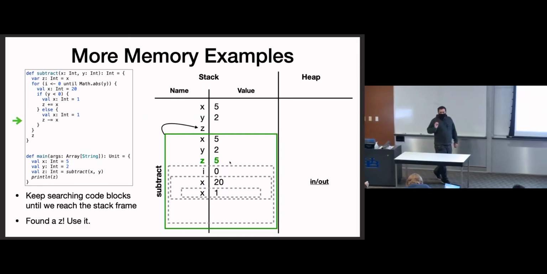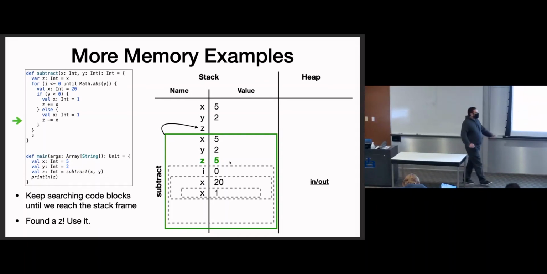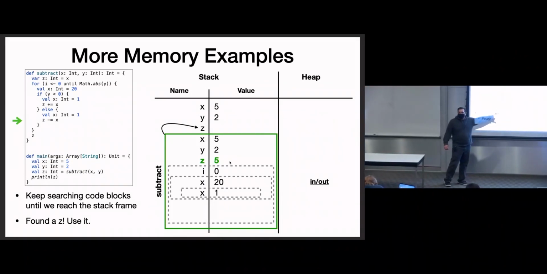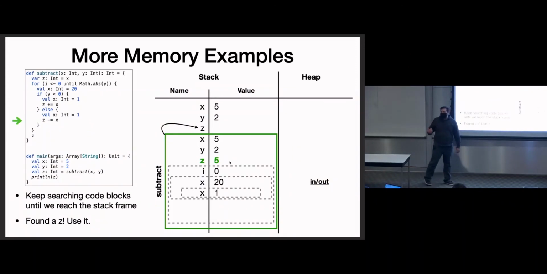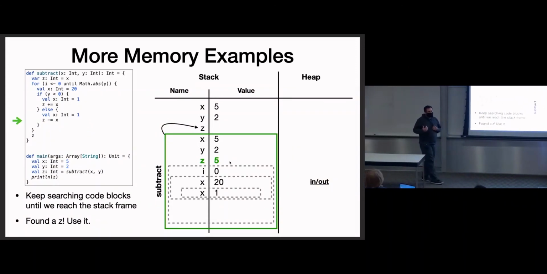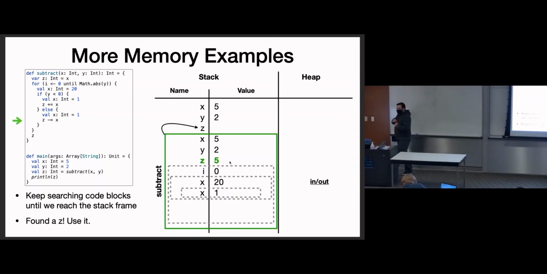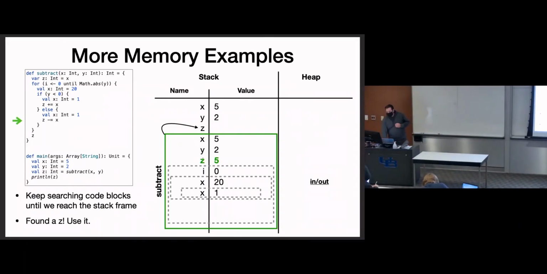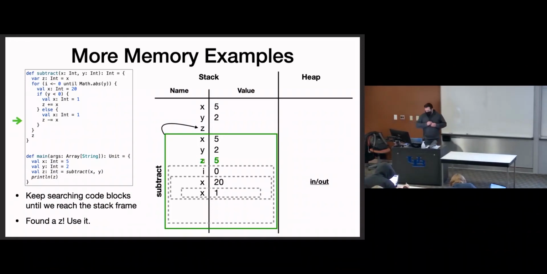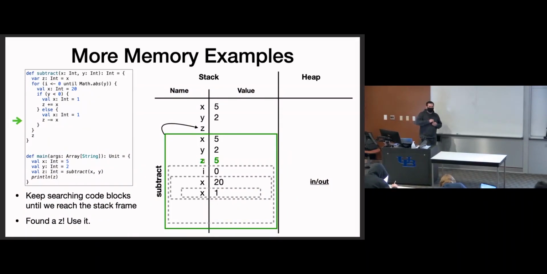If we didn't find that z by the time we made it to the stack frame, that's where you get compilation errors. IntelliJ and Scala is going to say, variable not found, what are you doing? Fix your code. So luckily, by the time we got to the stack frame, we did find that variable. So we're feeling good about our program running.